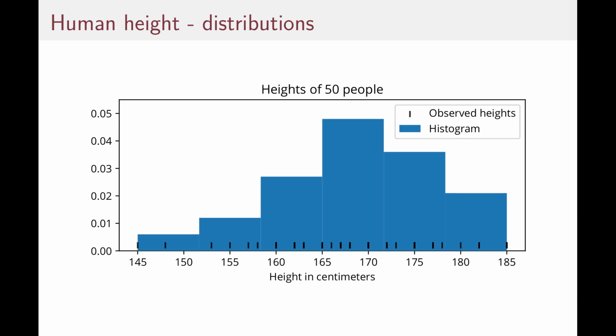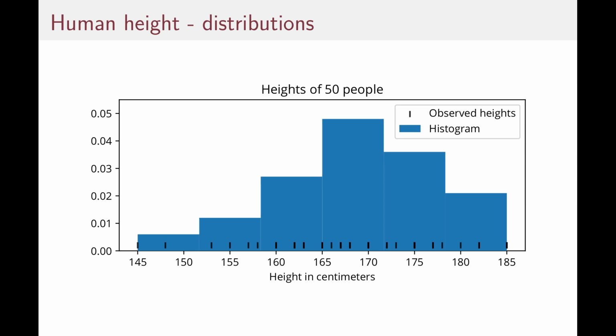And the histogram is kind of an empirical probability density function. It tells us that the probability of observing someone that's around 165, 170, 175 in that range is quite high, but the probability of observing someone who's 190 is probably not that high. Here it's 0 if you trust this histogram to represent every human, but it's just a sample of 50 people.